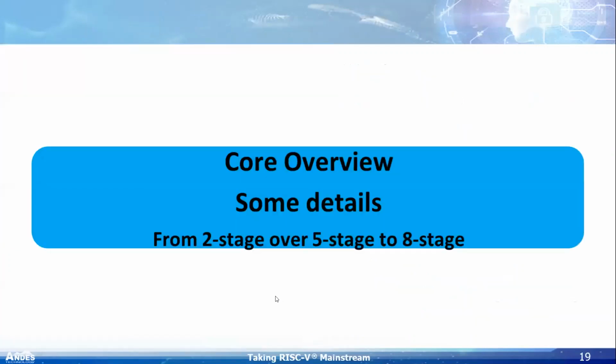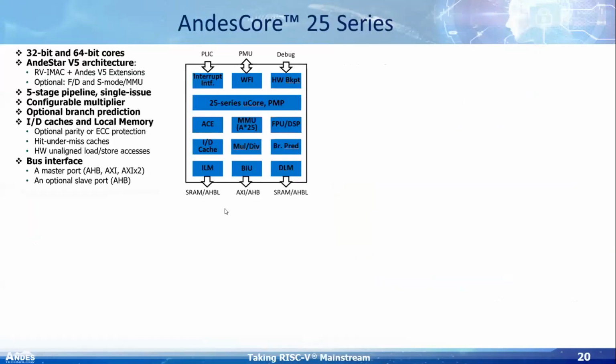Okay, let's jump a little bit more into the course, give some technical details. So let me start with the 25 series. The 25 series can be configured as 32-bit or 64-bit core. It is the RISC-V architecture plus the Andes extension I have mentioned, like smaller code size or stack safe and all these things. It has optional floating point units, so you can configure it as single or double precision. And it also has an optional memory management unit in case you want to run Linux.